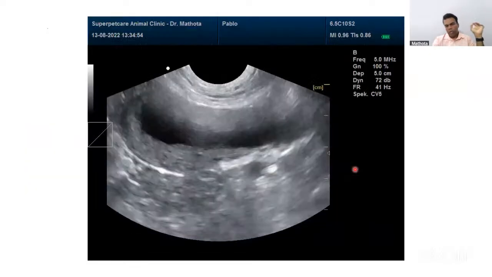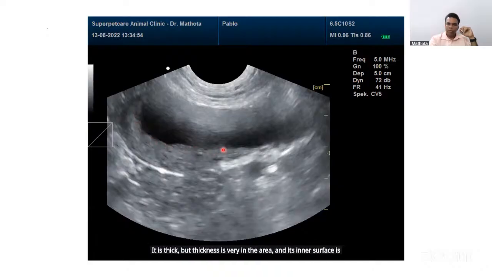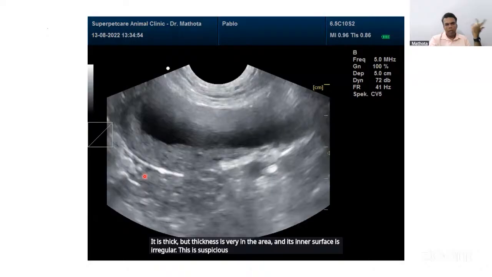Then here also we have a thick bladder wall. But in this bladder wall, it is thick, but the thickness is very variable in the area and its inner surface is irregular. This is suspicious. This can sometimes be transitional cell carcinoma or something.